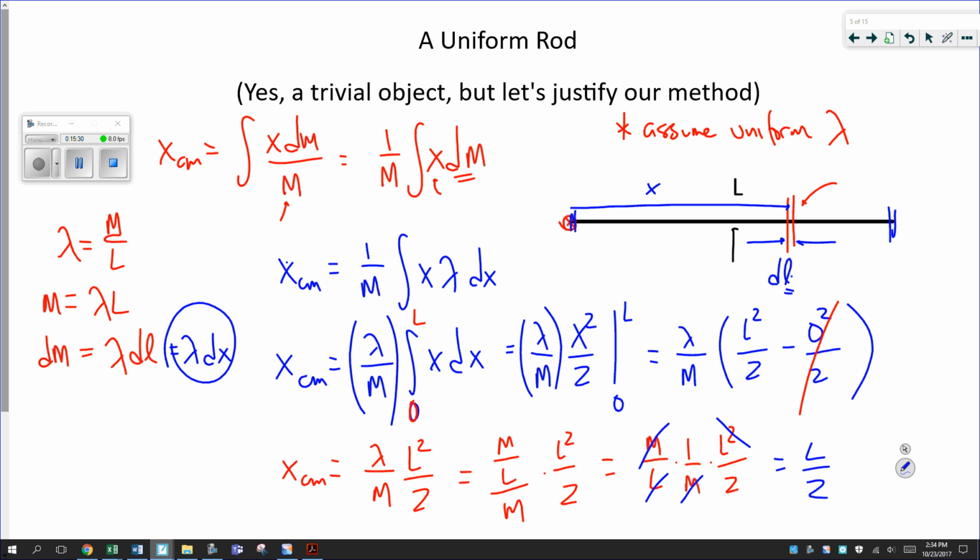Okay? So this idea of identifying what the thing is that you're talking about and how we can characterize it, particularly with respect to the variables we want to use to integrate, that's the trick to these. Let's look at another one.